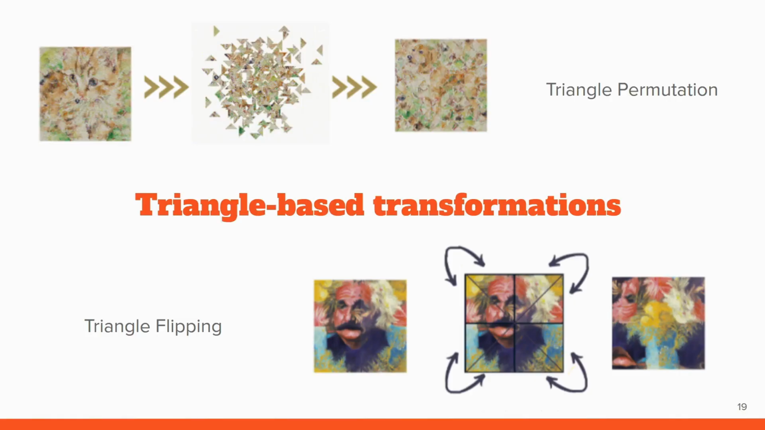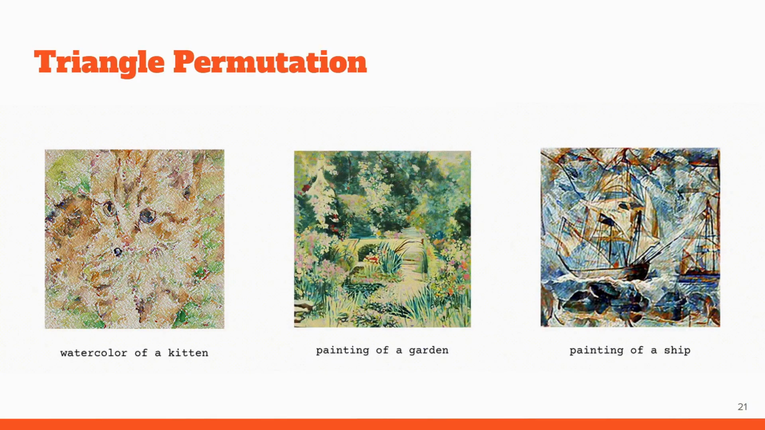Next, we introduce triangle-based transformations. The image is divided into triangle regions, and these triangles can either be flipped or permuted. This creates local geometric variations while maintaining the overall composition of the image. As a result, different views can emerge from the same generated image. Now let's look at examples for triangle-based transformations.